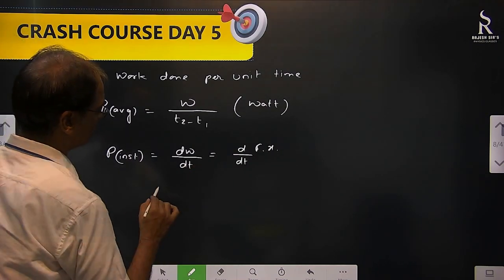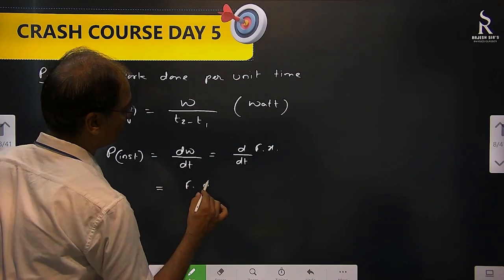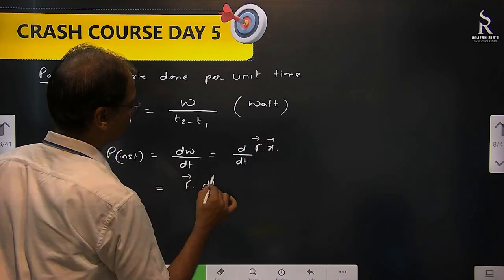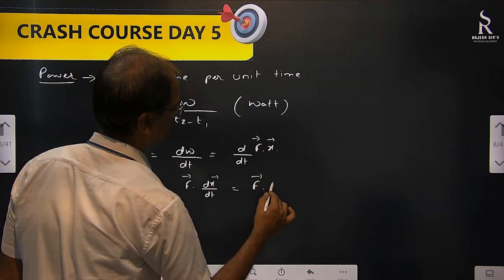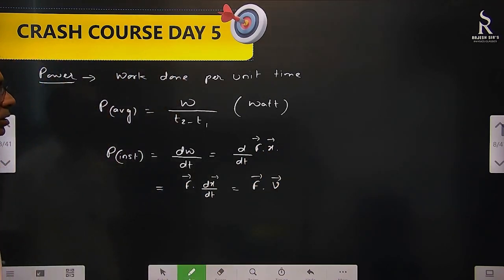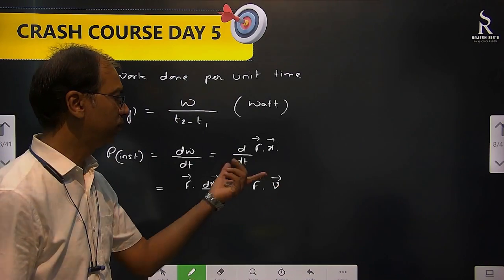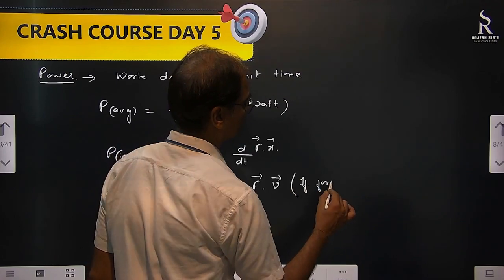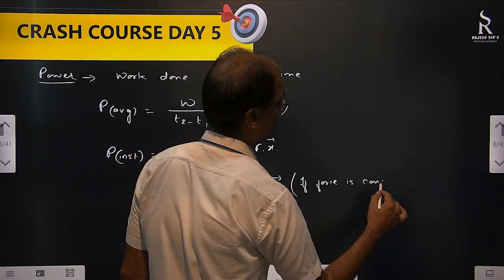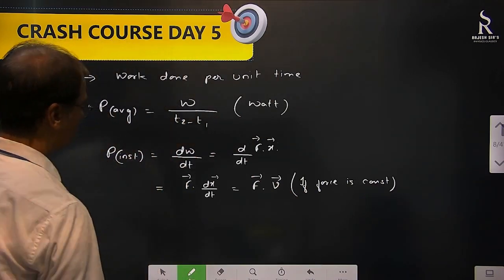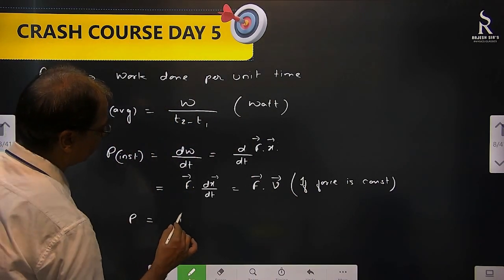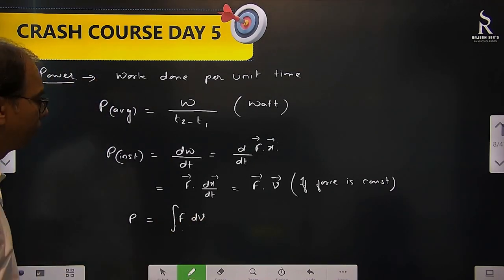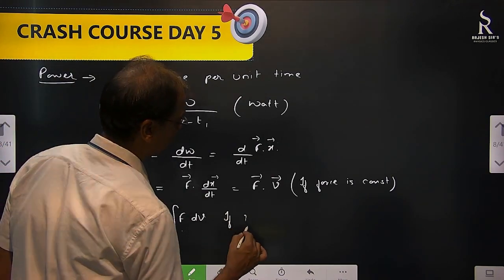If force is constant, then we can write this as F into dx by dt. So then it becomes force into velocity. It's a dot product of force and velocity. Instantaneous power is the dot product of force and velocity if force is constant. If force is variable, then we'll write power as F dV. What else? Okay. If force is variable.